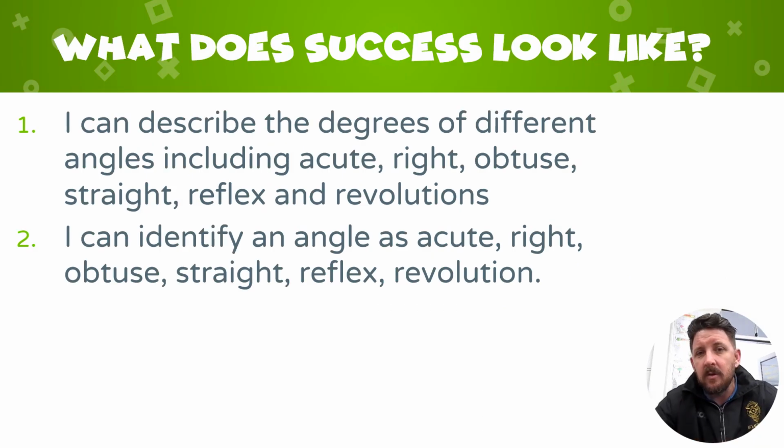All right, let's have a quick look and see the two things that we're going to need to do to be successful today. The first one is we need to be able to look at a different type of angle, whether it's an acute or right or obtuse, and know how many degrees it could potentially be. Most of these different ones, like acute, right, obtuse, straight, reflex, and a revolution, actually have to lie between certain sizes to be classified as those angles.